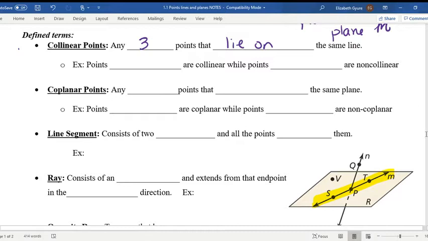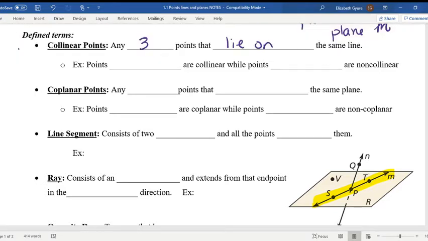Now, point P, if you look here, is also lying on this up and down line N. Okay, but that's okay. A point can be on more than one. But line N only has 2 points labeled on it, Q and P. Line M has 3 points labeled on it, S, P, and T. So those would be our collinear points.